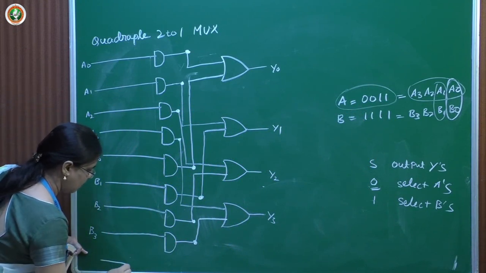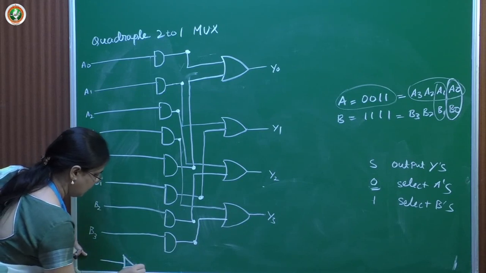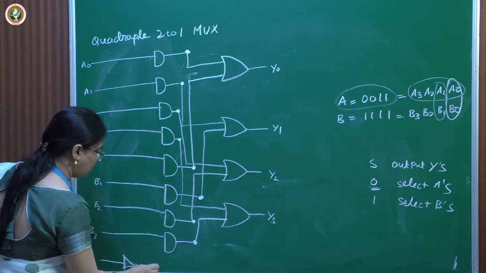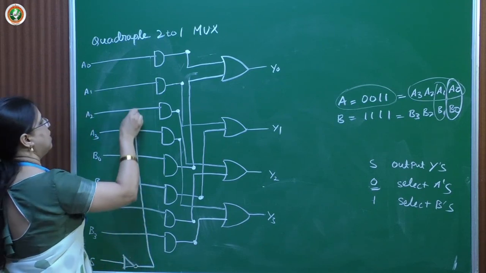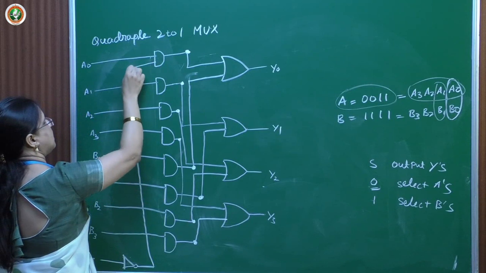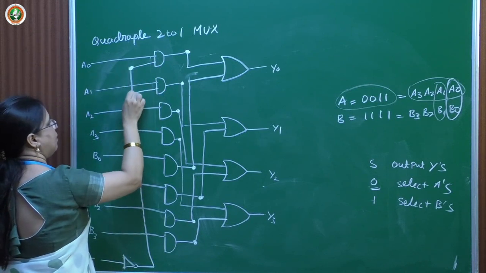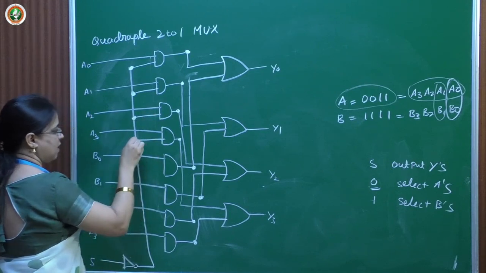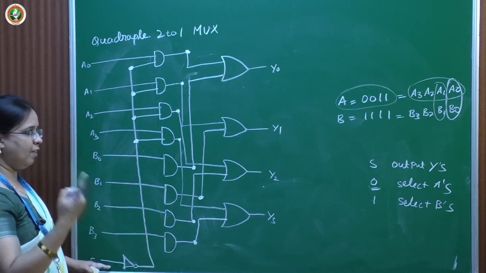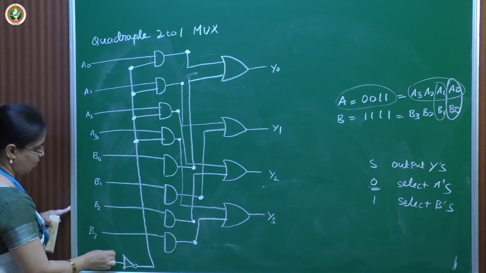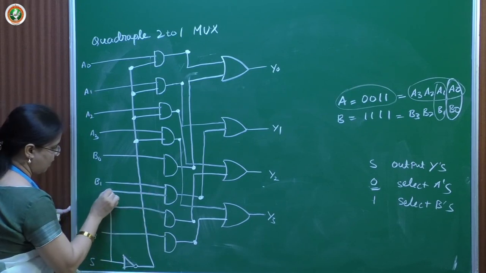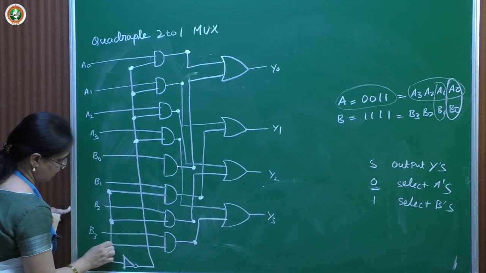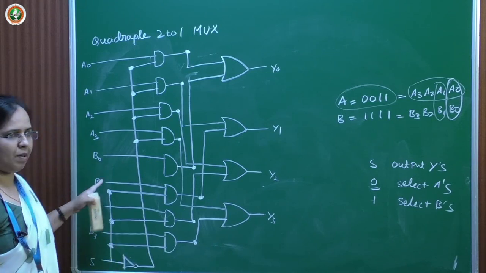I have to take one select line, that is S. When A's are selected, that is when S is 0, it has to go through an inverter and connect to all A's, the second input to the AND gates. I hope it is clear. Then for B's, it should be 1, so take directly from this point. Up to here it is clear.